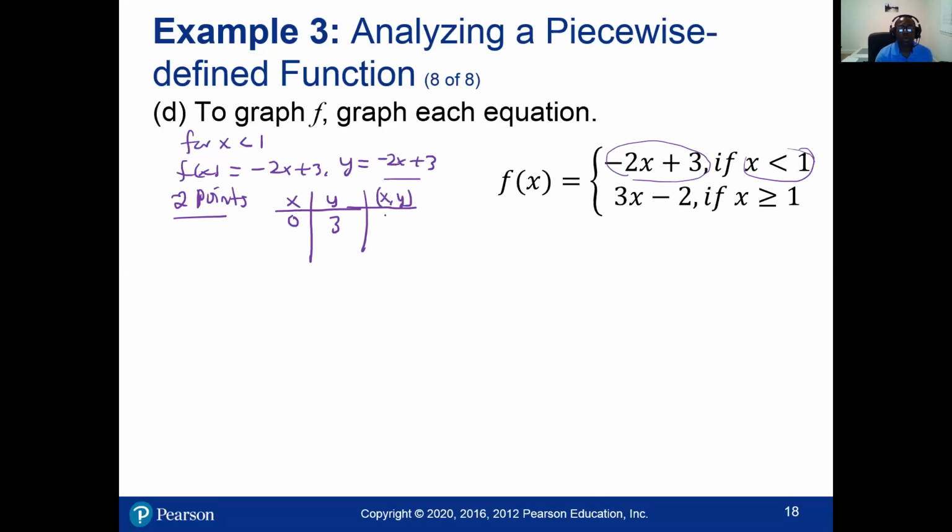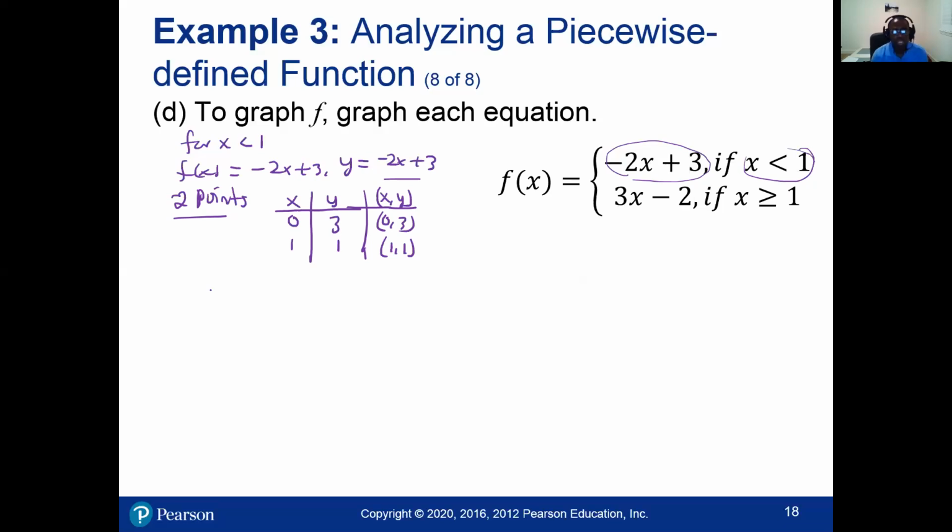The point is what? 0, 3. Then I can pick s equal to 1 because I just need anything there. So s is equal to 1. You have negative 2 plus 3, which is also 1. So I have this point 1, 1.